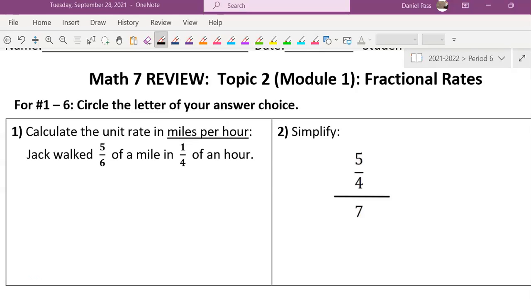What's good? That was very good. Alright, so this is our first review.